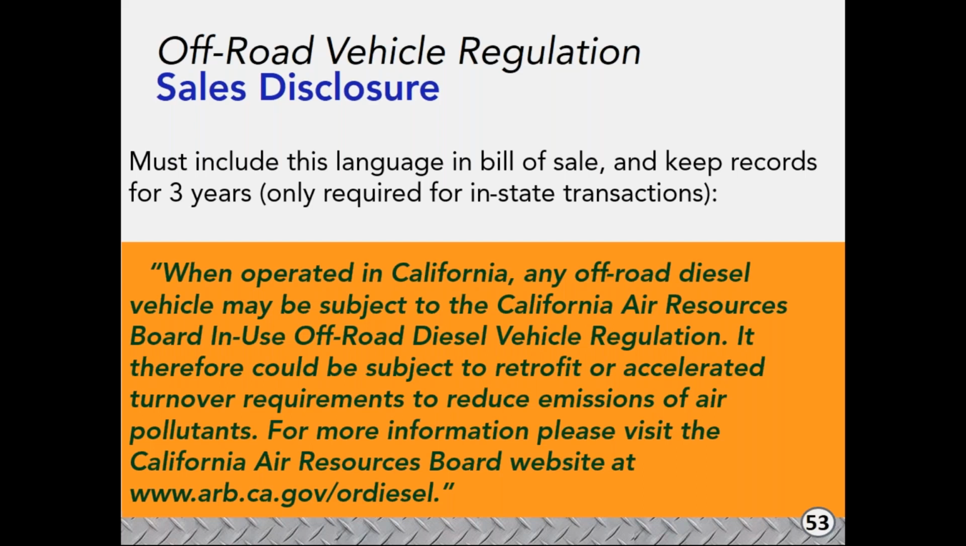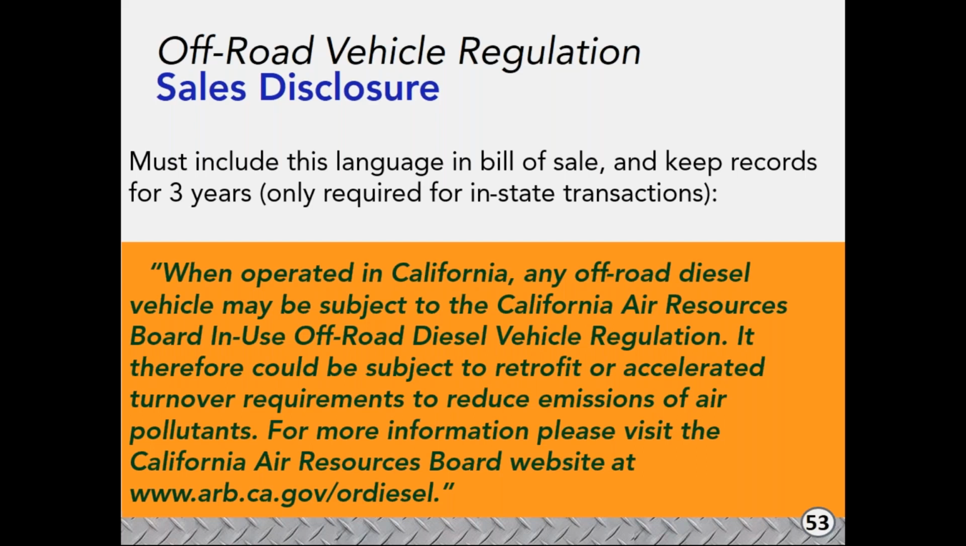If you are going to sell equipment to someone who will operate that equipment in the state of California, this exact paragraph, the sales disclosure, must be included in the sales document and retained by you for 3 years after the sale. So again, this is specifically for if you're selling to someone within the state of California. If you are 100% confident that piece of equipment is being sold out of the state or out of the country, you are not required to include this in that instance.